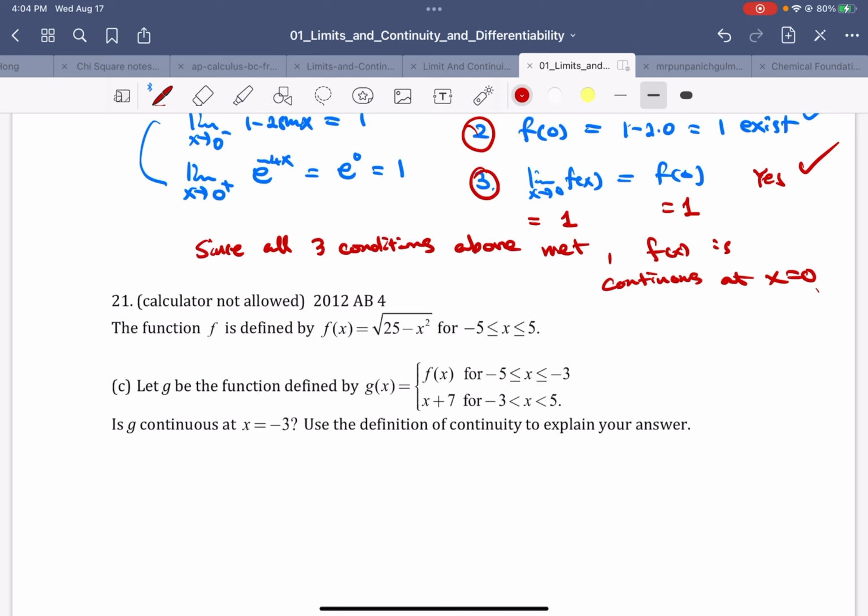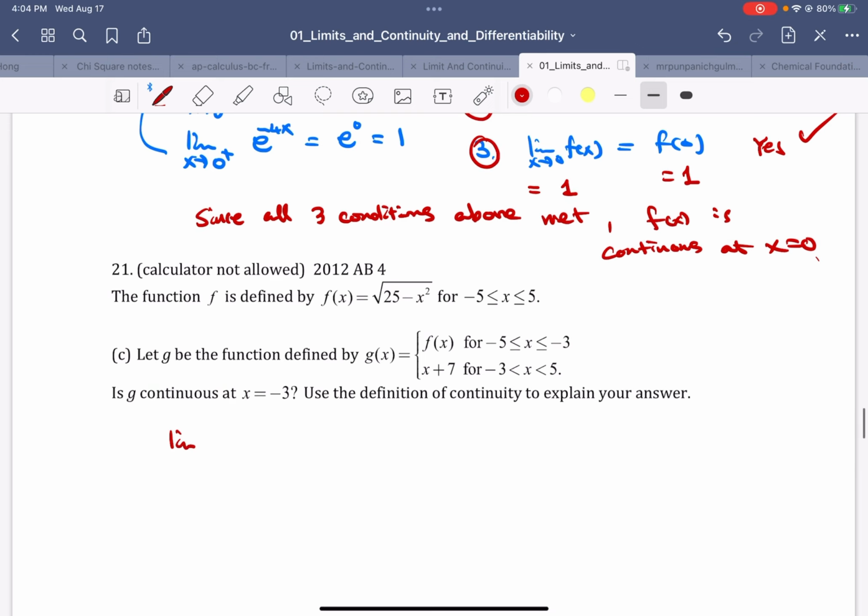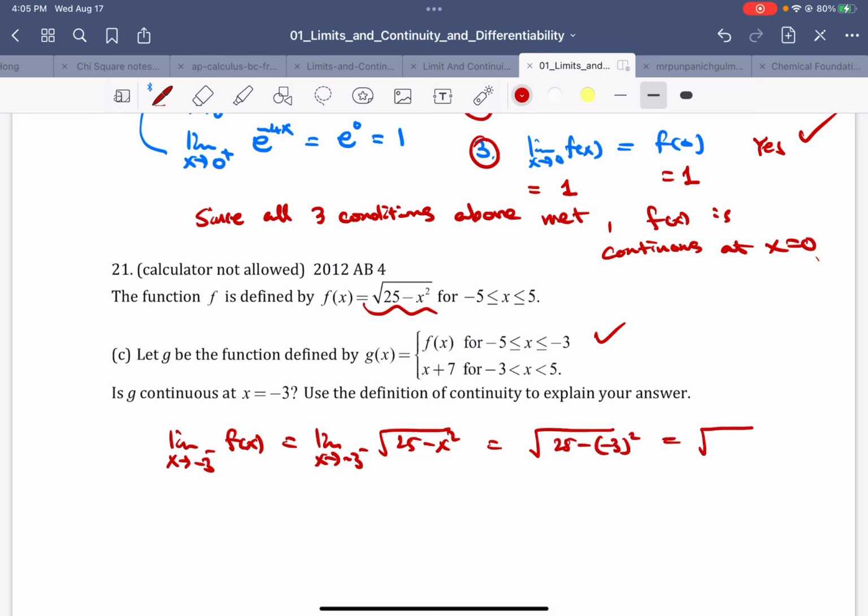Is g continuous? Okay, so to check continuous or not, so you have to first limit exists at x equals negative 3. So x equals negative 3 left hand side means this one, right? Is f of x. So limit x equals to negative 3. F of x is this, right? This one. So square root 25 minus x squared. Now you plug it in. Root 25 minus negative 3 squared. Root 25 minus negative 3 squared is 9. Root 16 is a 4.